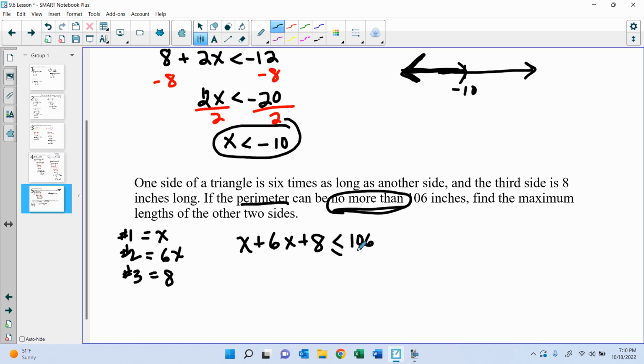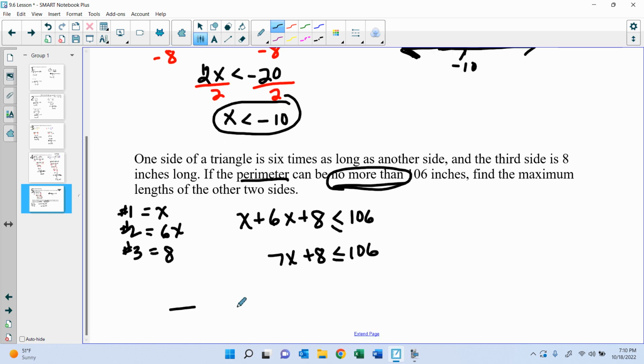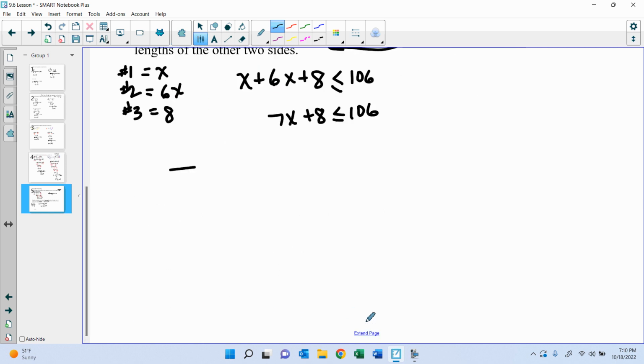So basically that just means solve this, because side number 1 has to do with X and side number 2 is 6X. So we're just going to go through the normal process. We need to add these like terms together. 1X plus 6X is 7X plus 8 less than or equal to 106. Again, remember this is a video. You can stop it, pause it, rewind it anytime you want. All right. Now we keep solving.